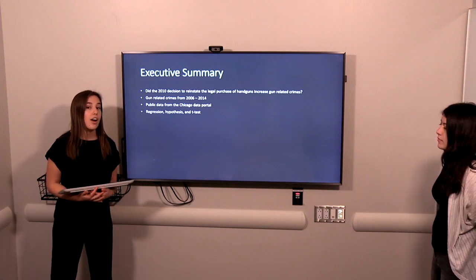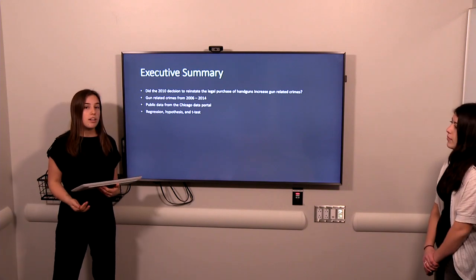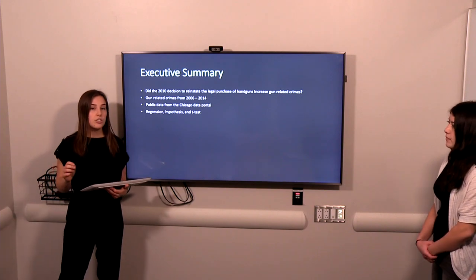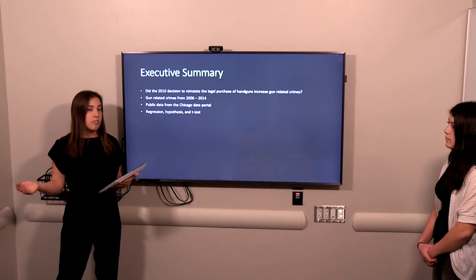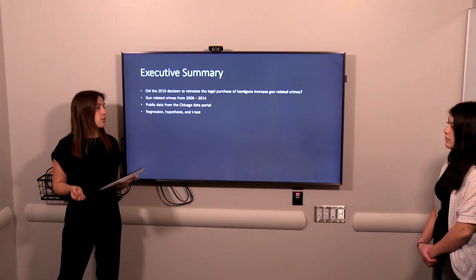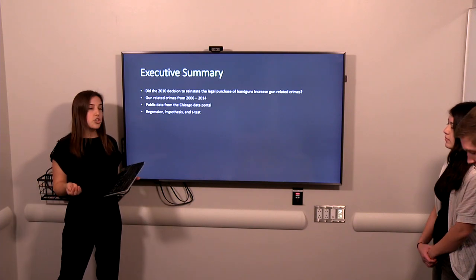So we're trying to determine today if the 2010 Supreme Court ruling on the purchase of handguns increased gun-related crimes in the city of Chicago. And we are evaluating gun-related crimes from the year 2006 to the year 2014. And then we use public data from the Chicago data portal, and we ran a multitude of tests such as regression, hypothesis, and t-tests.